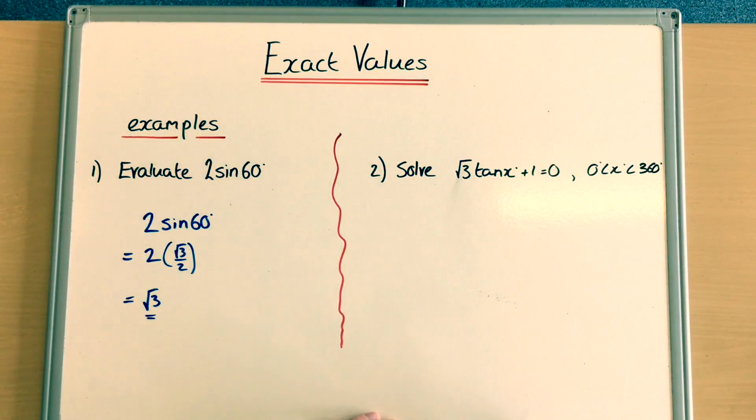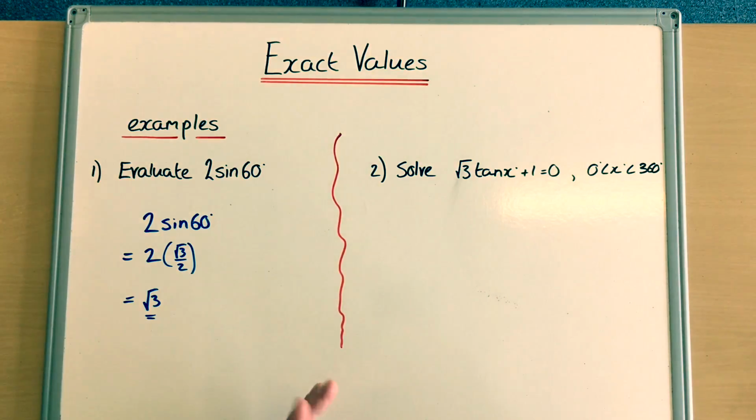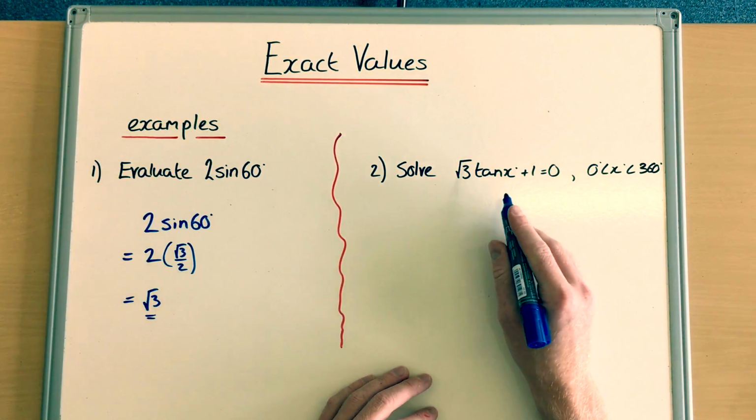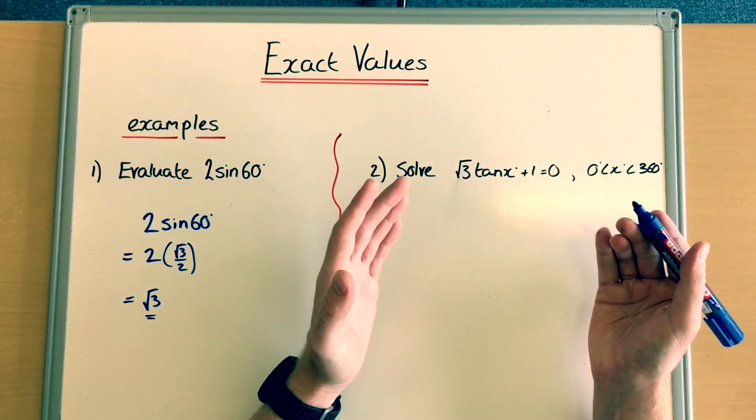Okay, and for this one here, we're going to solve root 3 tan x plus 1 equals 0. We're going to solve this without a calculator. So first of all, let's rearrange this. I'm going to get to the point where I would normally grab my calculator.